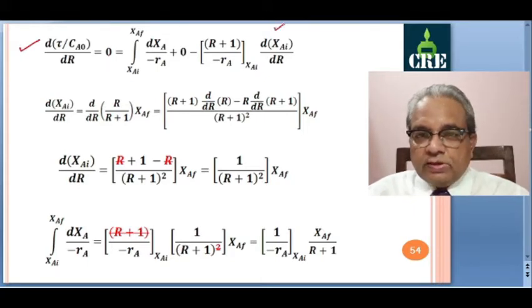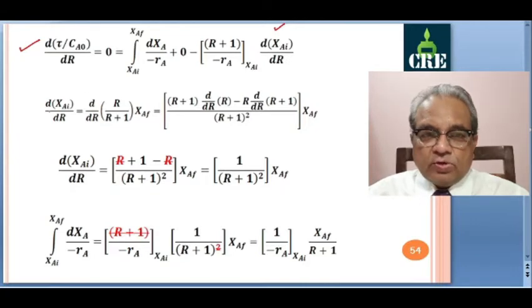Now we want to evaluate this d XAI by dr. So d dr of XAI, d dr of R by R plus 1 into XAF. XAF we keep outside the bracket, and to this term we apply the quotient rule: denominator into derivative of numerator minus numerator into derivative of denominator, divided by denominator square. So denominator square term, this derivative is 1, so R plus 1 we get. Here derivative of R is 1, derivative of 1 is 0, so minus R plus R cancels out, and what we get, this differential is 1 by R plus 1 whole square into XAF.